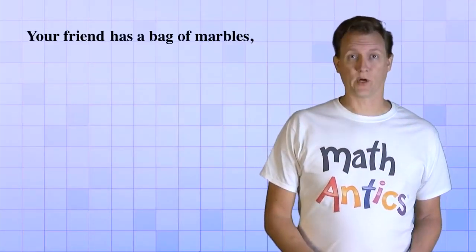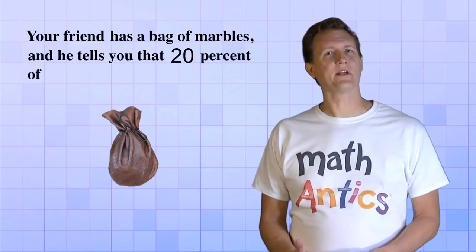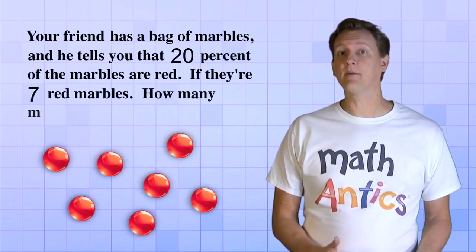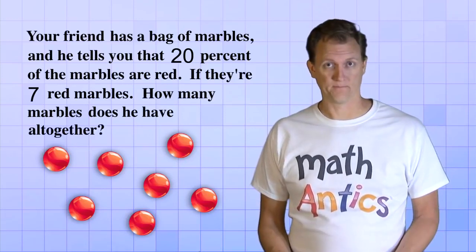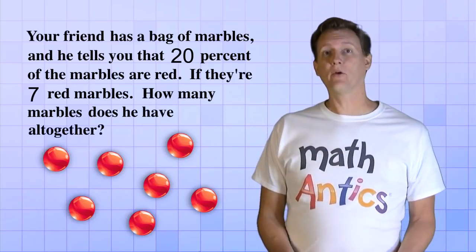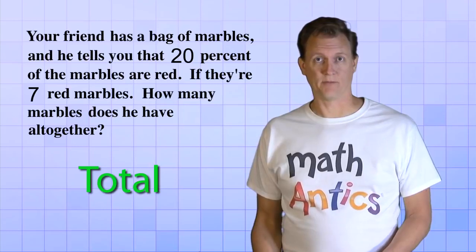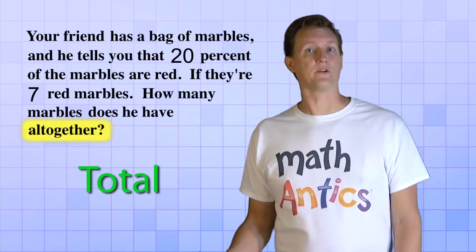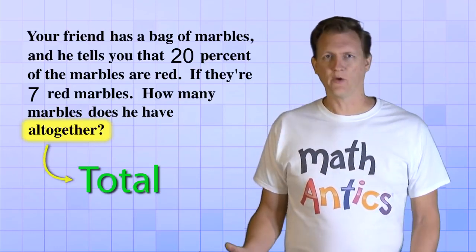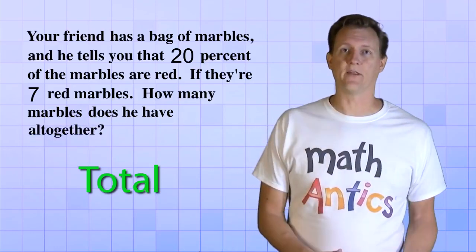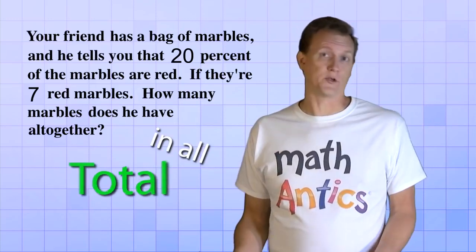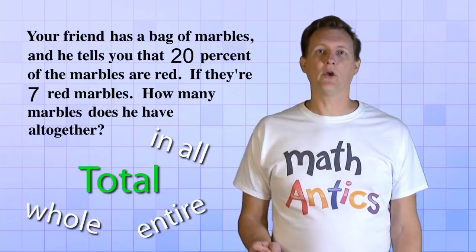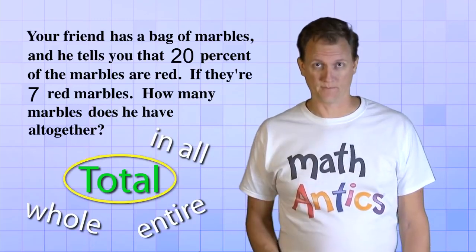Your friend has a bag of marbles, and he tells you that 20% of the marbles are red. If there's 7 red marbles, how many marbles does he have altogether? Okay, so how do you know that it's the total that's missing in this problem? Well, the word altogether is a big clue because it means almost the same thing as total. So if the question has words like altogether, or in all, or total, or whole, or entire, those can help you know that you need to find the total.